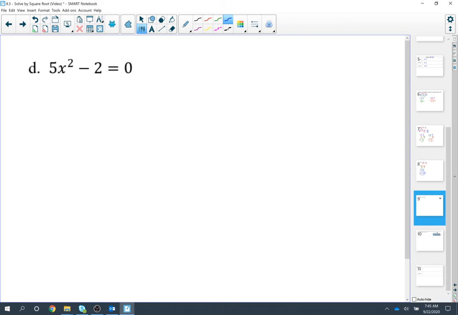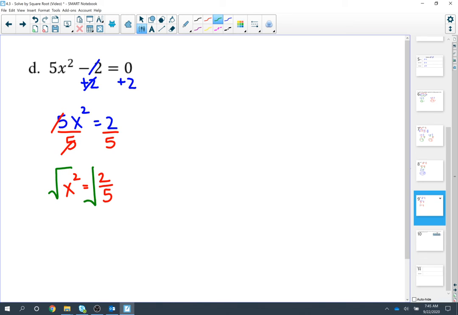Letter D, 5x squared minus 2 equals 0. Add 2. 5x squared equals 2. Divide by 5. X squared equals 2/5. Square root. X equals plus or minus the square root of 2/5.